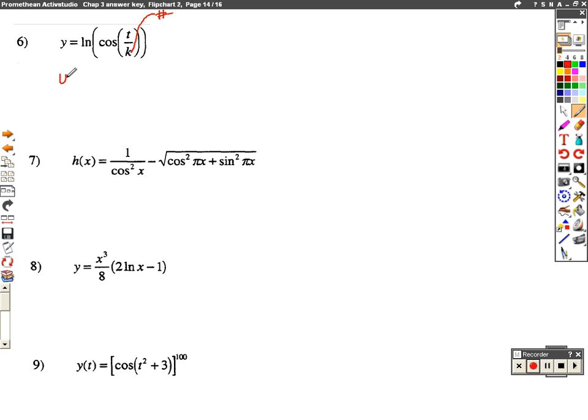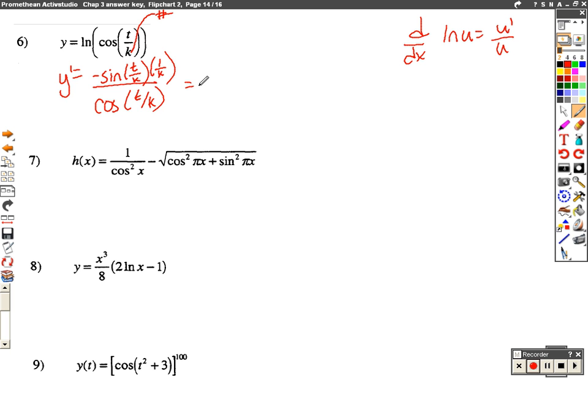Okay, so y prime equals, outside function that we're dealing with is natural log. And d dx of the natural log of u is u prime over u. So we're going to want to take the derivative of u, which is this whole thing, and divide it by itself. The derivative of the cosine of t over k is negative sine of t over k times the derivative of t over k, which is just 1 over k. All divided by cosine of t over k.